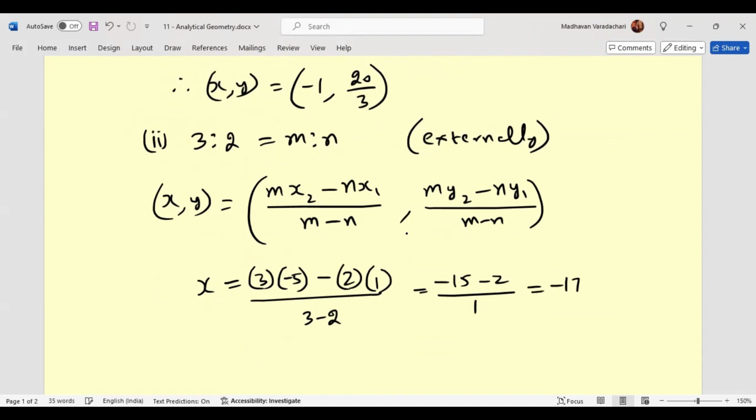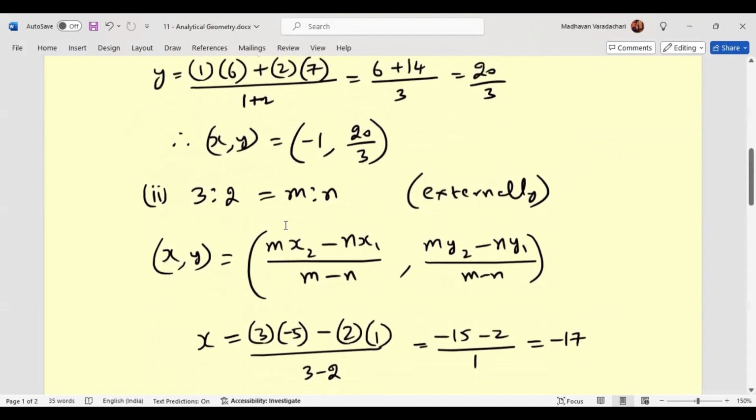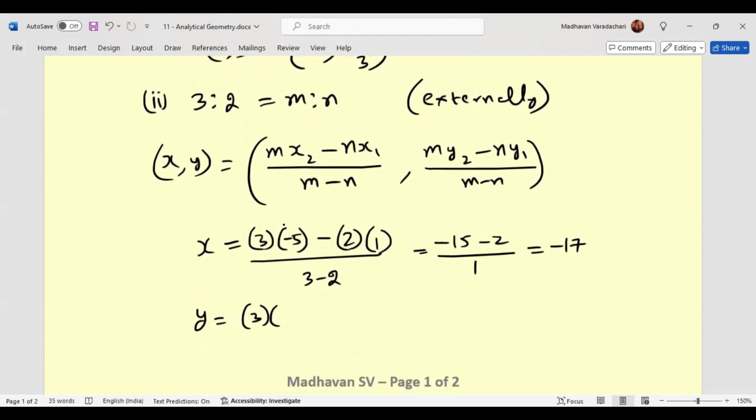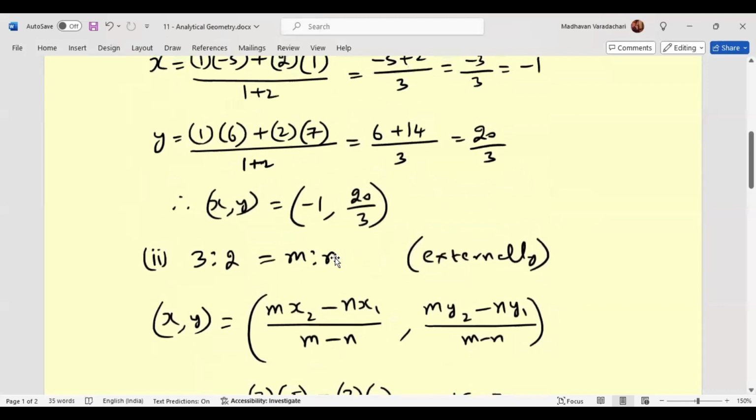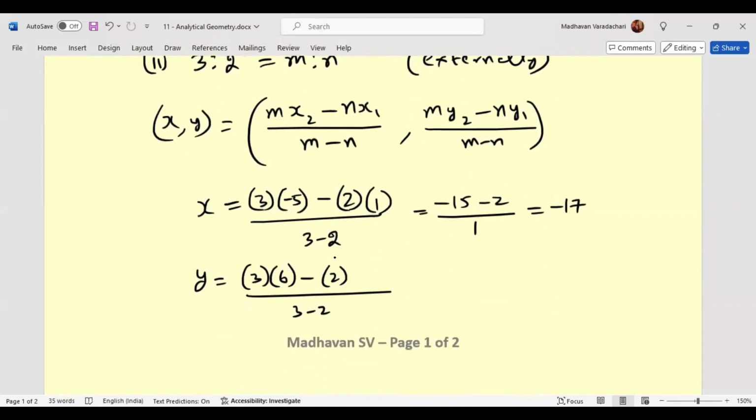So we get -17. Then the y coordinate will be m, that is 3, times y2. y2 is 6, minus n times y1. y1 is 7. So this is (18 minus 14) by 1, we get 4. Therefore, x, y will be (-17, 4). That is the solution for the second part.